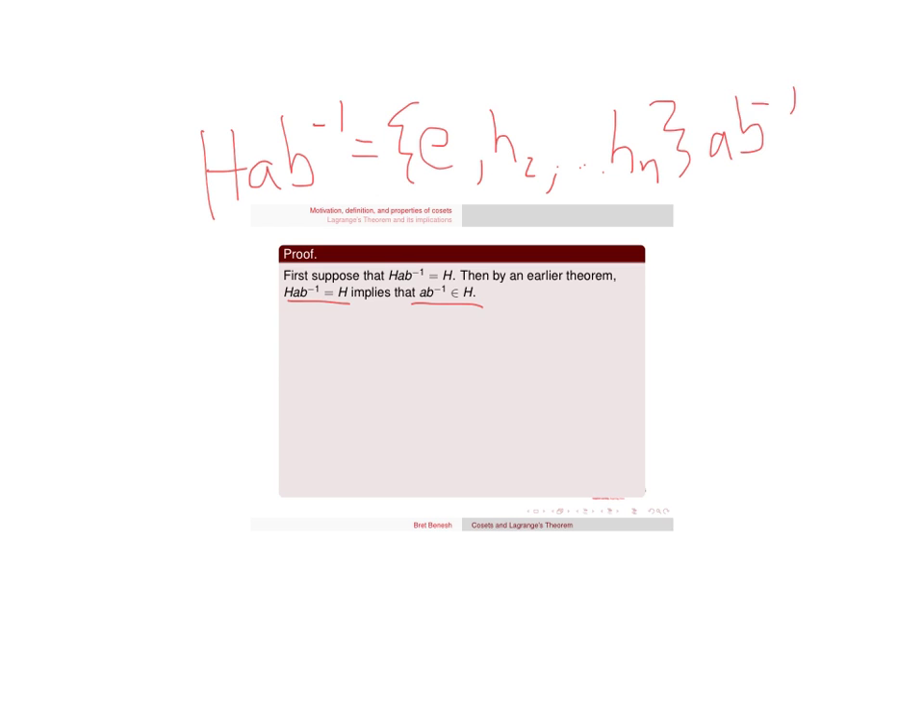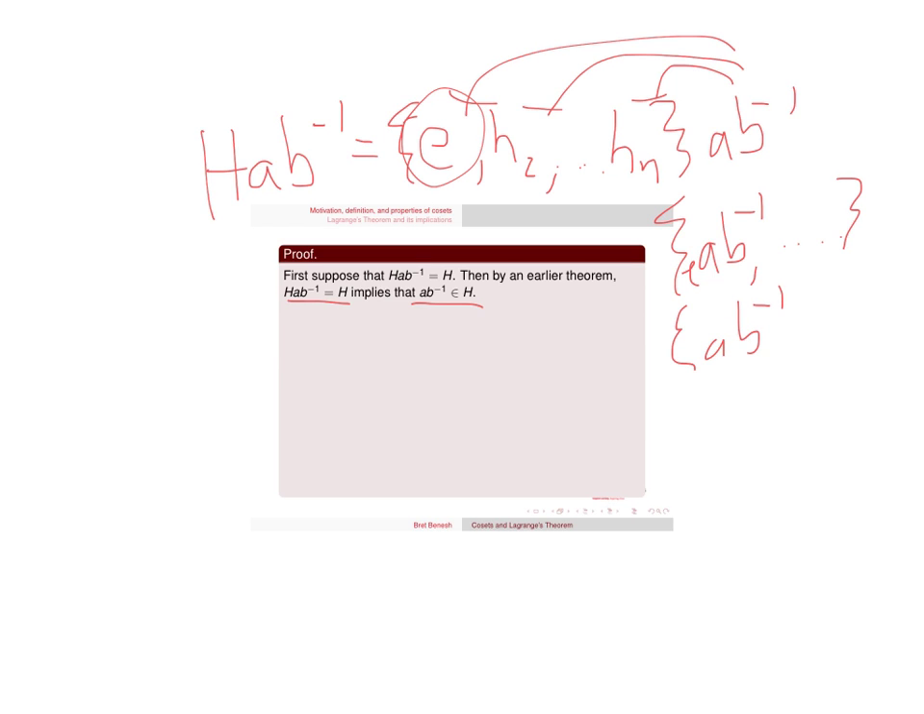What a coset means: HAB inverse is equal to the set of all the h's times AB inverse. So I'm just going to multiply this AB inverse through, but in particular I'm going to multiply it by E. So I'm going to get E times AB inverse times a whole bunch of other stuff. So I'm going to get AB inverse times a whole bunch of other stuff. So that's why AB inverse equals H implies that AB inverse is going to be in H.